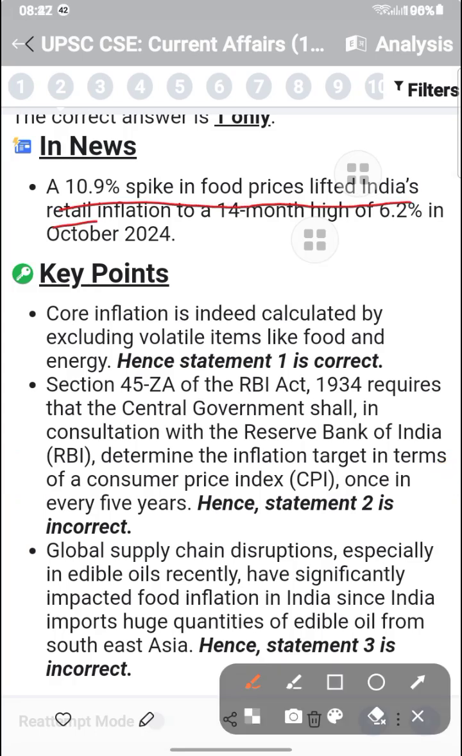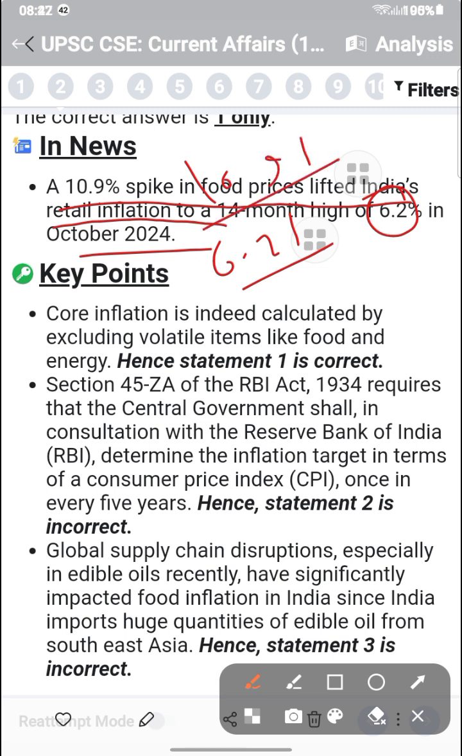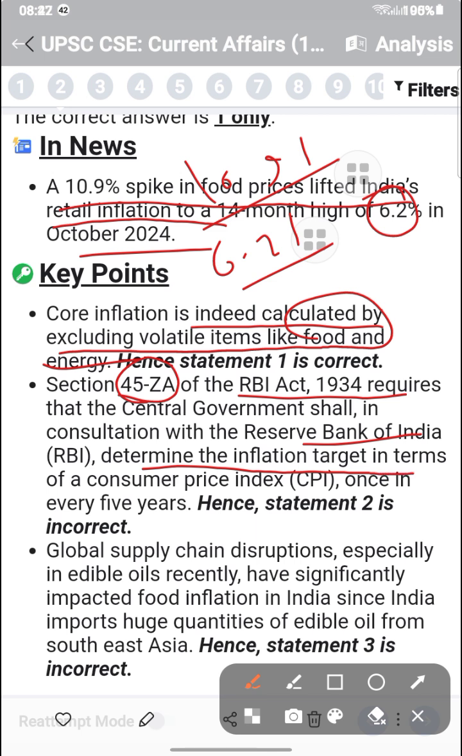Okay, so what is the answer? A 10.9% spike in food price. India's retail inflation was 6.2%, but food inflation was 10.9%. Core inflation is indeed calculated by excluding the volatile items, food and energy. Under Section 45ZA of the RBI Act, the central government shall consult the Reserve Bank of India in determining the inflation target in terms of CPI. That is every 5 years.